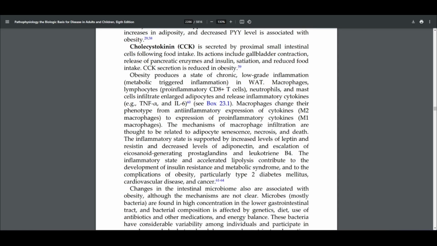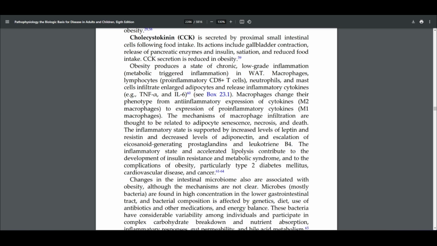Cholecystokinin, CCK, is secreted by proximal small intestinal cells following food intake. Its actions include gallbladder contraction, release of pancreatic enzymes and insulin, satiation, and reduced food intake. CCK secretion is reduced in obesity.